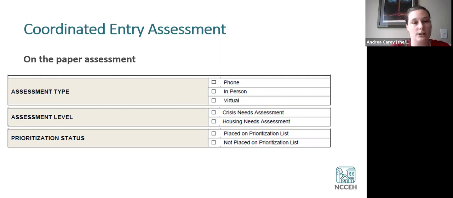Assessment level is really just distinguishing between our crisis needs assessments for immediate services like shelter, other supportive services that are not around long-term housing, and those housing needs for that longer-term stabilization and more of those permanent housing resources. Prioritization status, again, this is about is this household, is this client being placed on the prioritization list? We usually refer to this as our by name list.